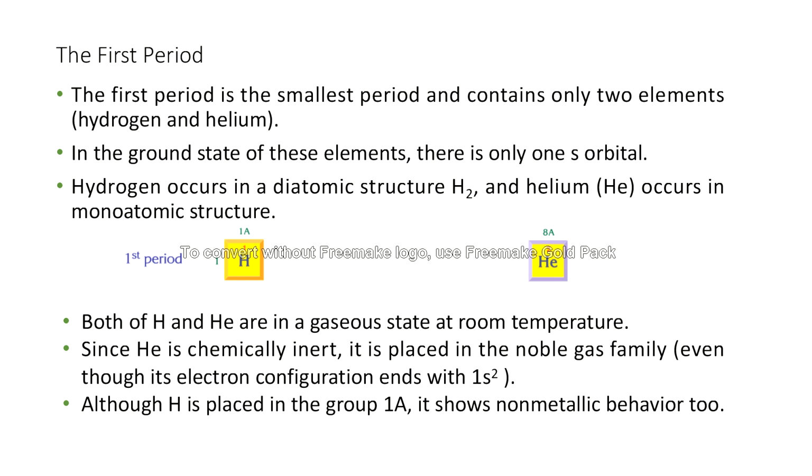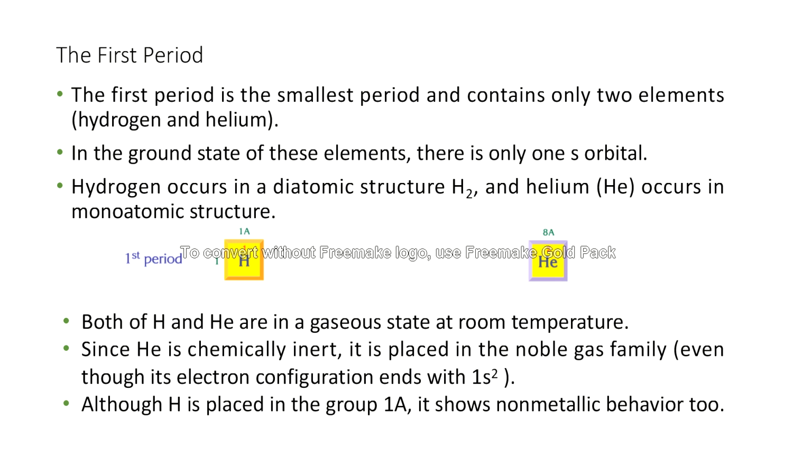What does it mean? It means that helium does not react with other elements or with itself. So helium rarely reacts with another element or with itself. That is why we call it a chemically inert element. Helium, as a chemically inert element, is placed in the noble gas family, although its electron configuration ends up with 1s2.